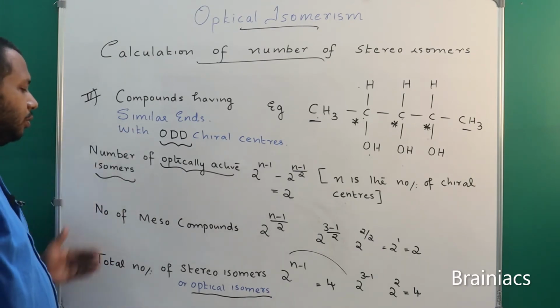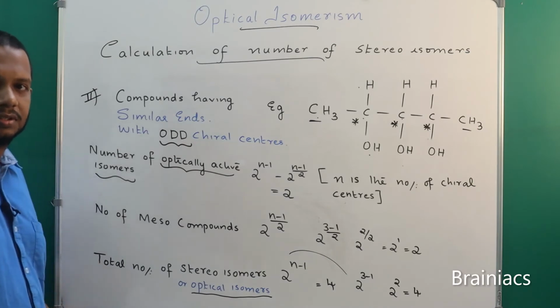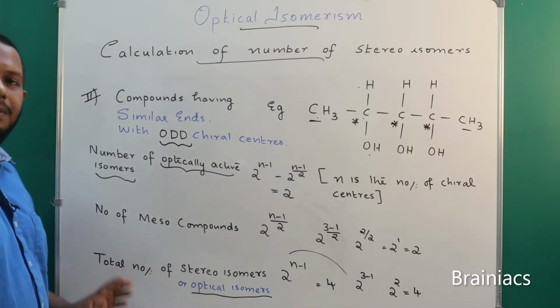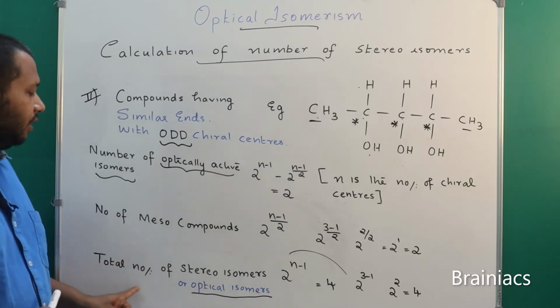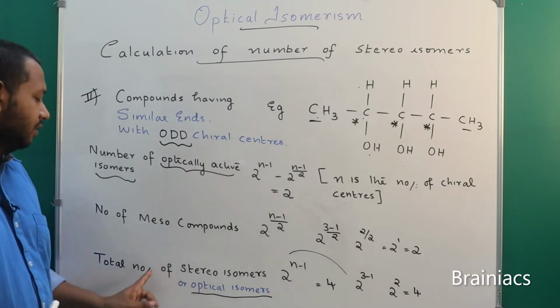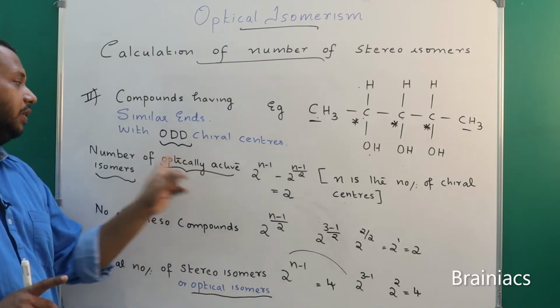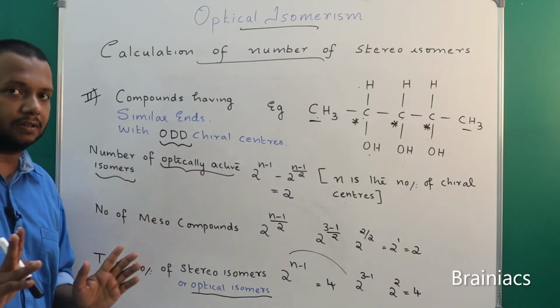Now let's go to some of the important question discussion. Okay, I hope this is clear for you. This is very important. In the exam paper, most of the time they are asking you to calculate the number of optical isomers. It means the total number of stereoisomers only. Okay, don't get confused with optically active isomers. That is different.